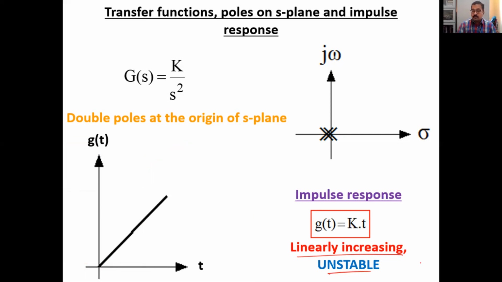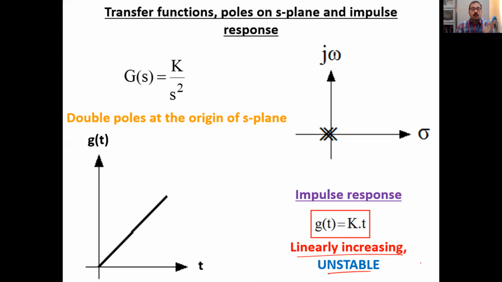So what's the conclusion? The conclusion is that the j omega axis in the S-plane is the stability boundary, or the stability limit. So long as the poles are in the left half of the S-plane, the system is stable.